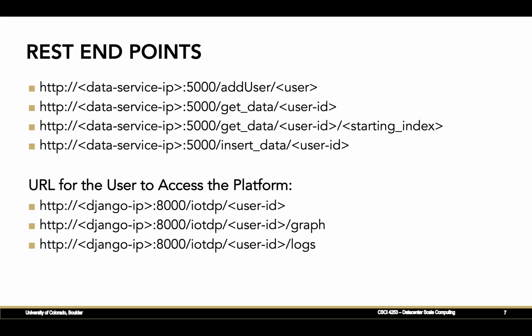There are get data endpoints which allow users to get their data in a single go, or if they want it from a starting index, they can do that with the starting index endpoint. We have provided 3 endpoints for the Django UI, which help users to view and analyze their system, which we'll go over in the next slides.